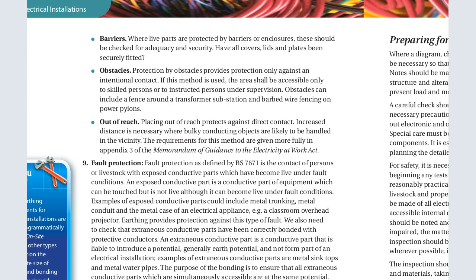Obstacles, we have to check that protection by obstacles provides protection only against unintentional contact. If this method is used, the area shall be accessible only to skilled persons or to instructed persons under supervision. Obstacles can include a fence around a transformer, substation, or a barbed wire fence, or power pylons. Out of reach: placing out of reach protects against direct contact, that is increased distance, necessary where bulky conductors are.